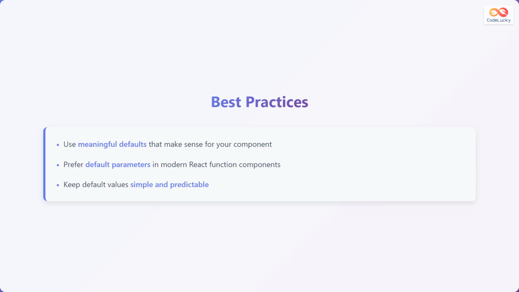Here are some best practices to keep in mind when using default props. First, use meaningful defaults that make sense for your component. This makes your component more intuitive and easier to use. Second, prefer default parameters in modern React function components, as it leads to cleaner and more readable code. Finally, keep your default values simple and predictable to avoid unexpected behavior.